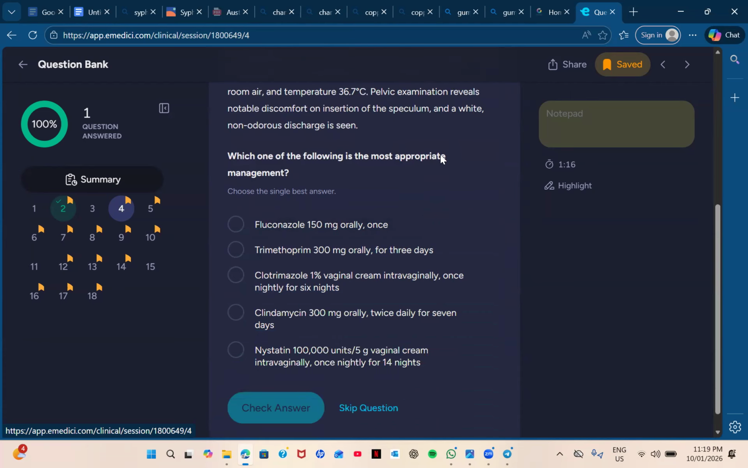Which one of the following is most appropriate? Fluconazole 150 milligram orally once, trimethoprim, clotrimazole 1%. So what is the answer? You can see the screen.